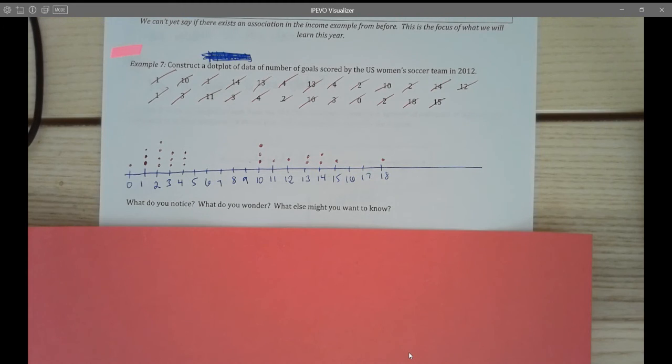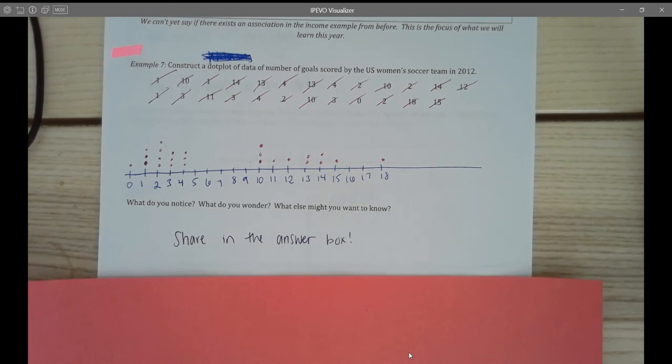We're talking about number of goals scored by the U.S. women's soccer team in 2012. Just a quick side note, I did modify this data so that it fit with what I wanted. I used to use the real data, but it's not as fun as this data that I came up with. So it's technically not the actual data. But take a couple minutes, think about it, and answer this question. I'm going to put an answer box in here for you. So go ahead and share your thoughts in the answer box. Read the comments of your friends and see what they're thinking about too.